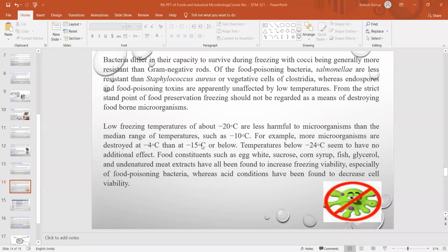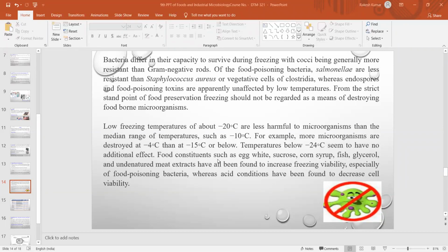It is also very important. So you people have to remember this sentence, that low temperature -15 is not so effective if you compare to a food item which is stored at -4 degrees centigrade. Temperatures below -20 degrees centigrade seem to have no additional effect.